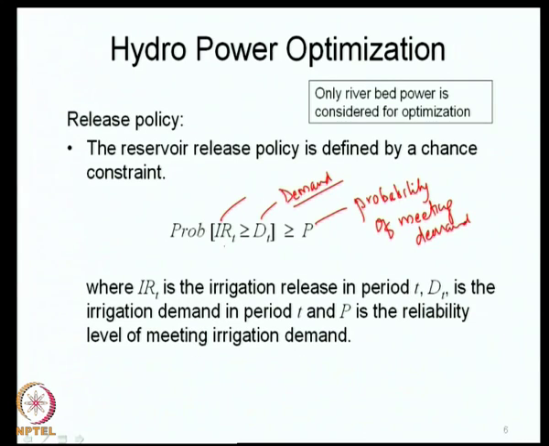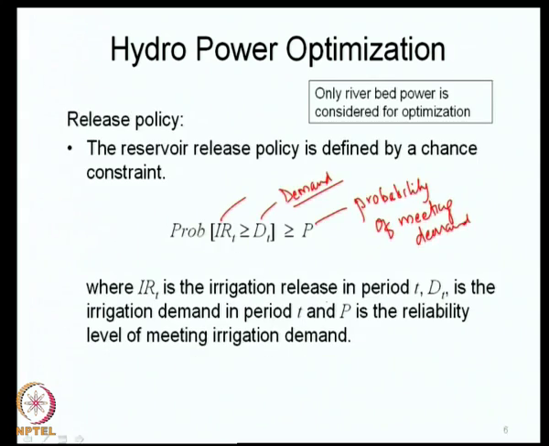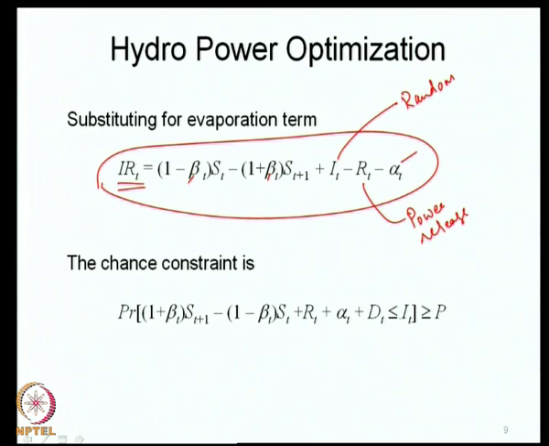We are writing I_r,t greater than or equal to d_t, greater than or equal to p. This I write as I_t, I take it on the right hand side, and then rewrite this. I write probability of (1 + beta_t) S_t plus (1 minus (1 minus beta_t)) S_t plus R_t plus alpha_t plus d_t, which was greater than or equal to d_t in the chance constraint there, and that would be less than or equal to I_t, because I have retained this on the right hand side, everything else I have transferred to the left hand side, less than or equal to I_t, greater than or equal to p.